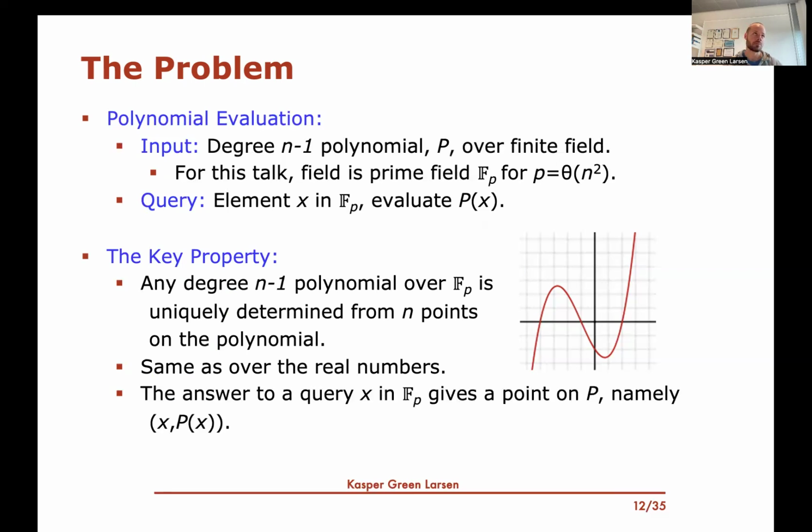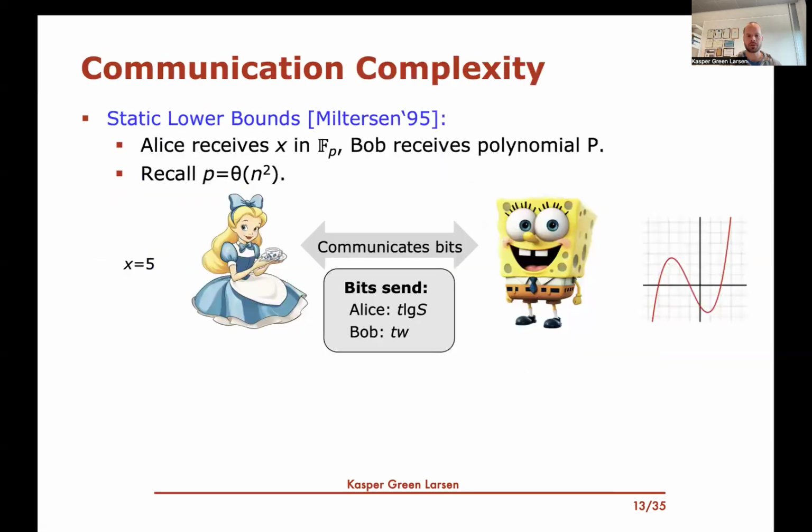Since knowing n points on a degree n minus 1 polynomial reveals the polynomial, the property really in terms of data structures is that if I can somehow determine the answer to a query x, then that answer tells me a point on the polynomial, namely x comma p of x. So what we're going to try to do is answer a whole bunch of queries, in particular n many queries. So we have n points on the polynomial, and then we can recover the polynomial. This is basically the property that we'll be trying to exploit.